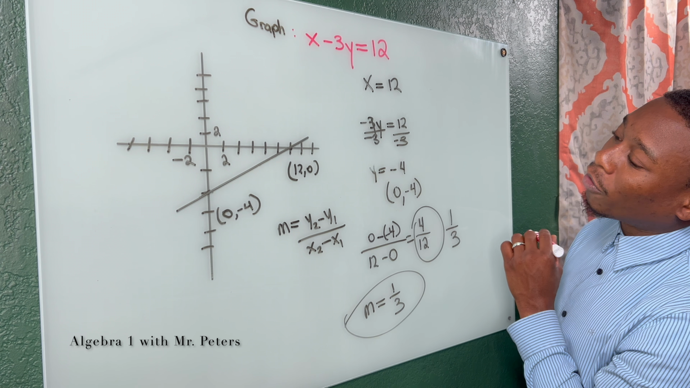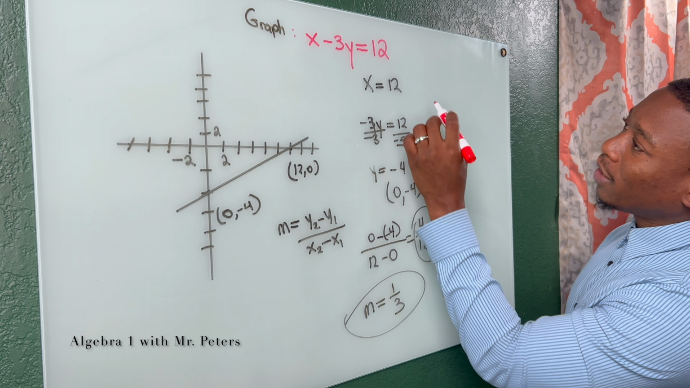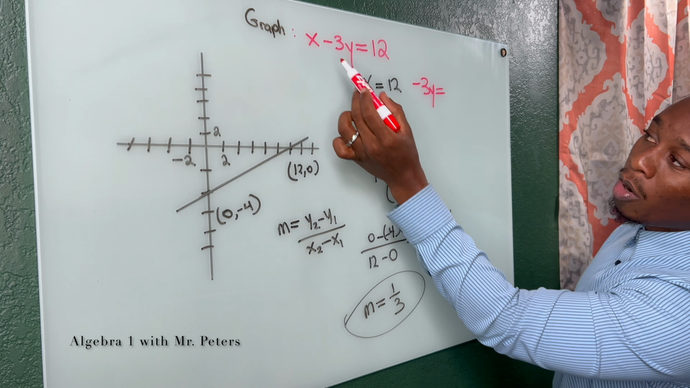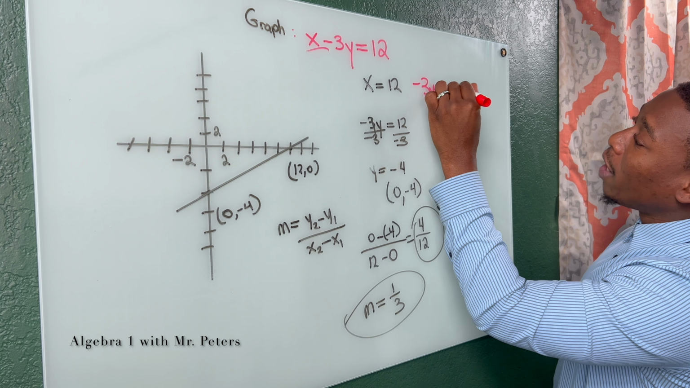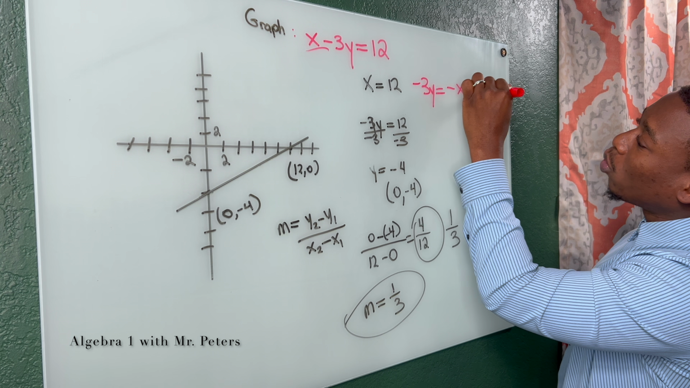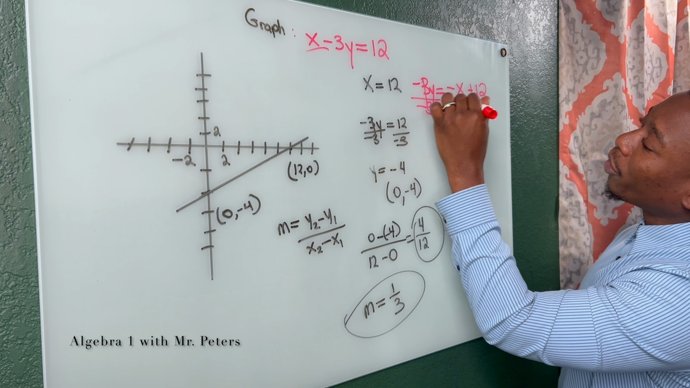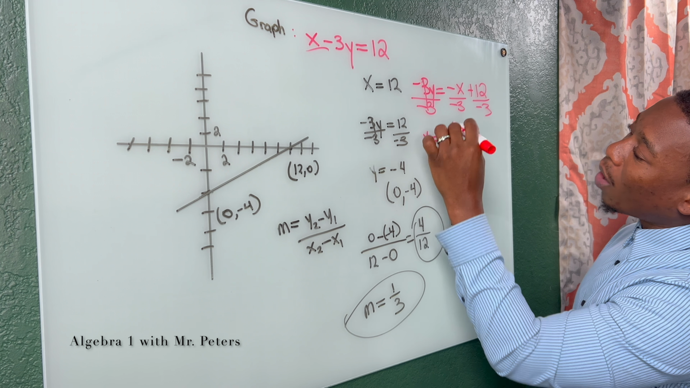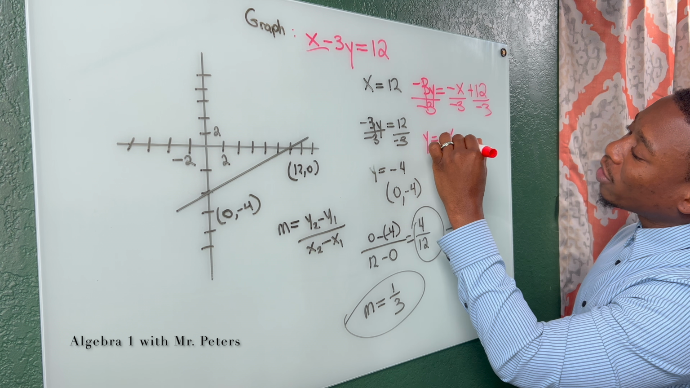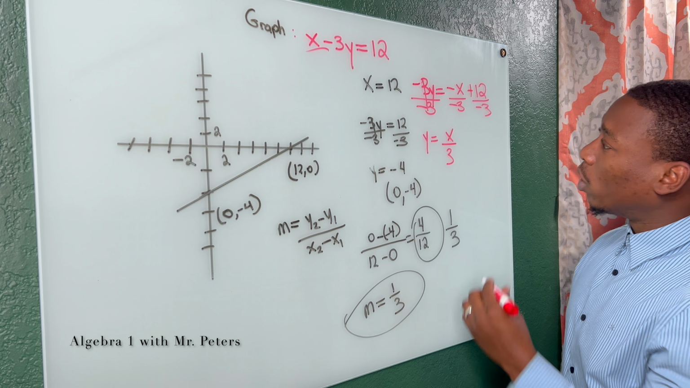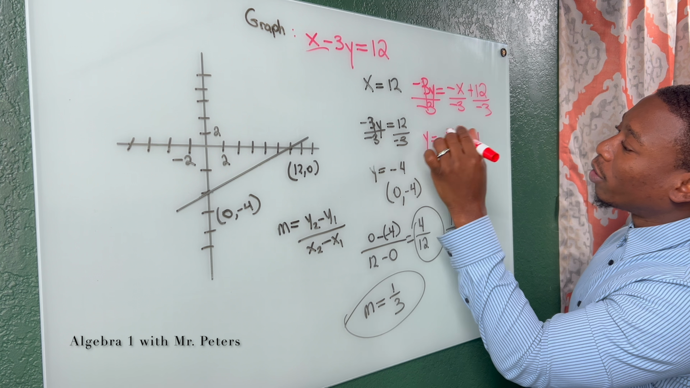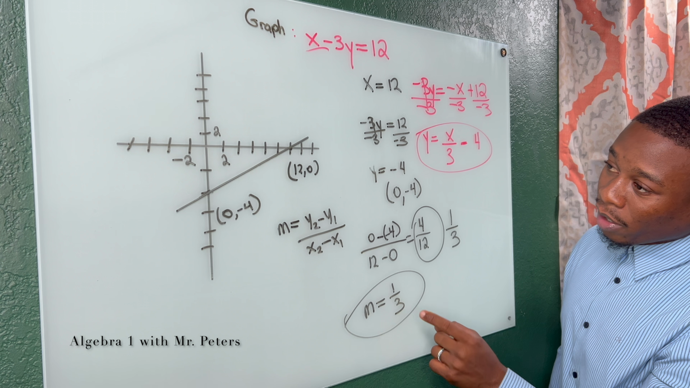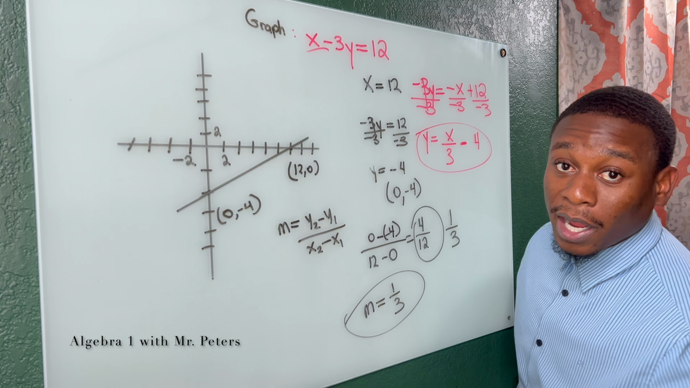So let's say we solve for y, right? We have -3y is equal to, remember, we always move x first, -x plus 12. Once I divide by -3, my slope is now positive. So I have y is equal to x over 3 minus 4. So when we look at this, slope is the same, 1 over 3. y-intercept is the same, -4.